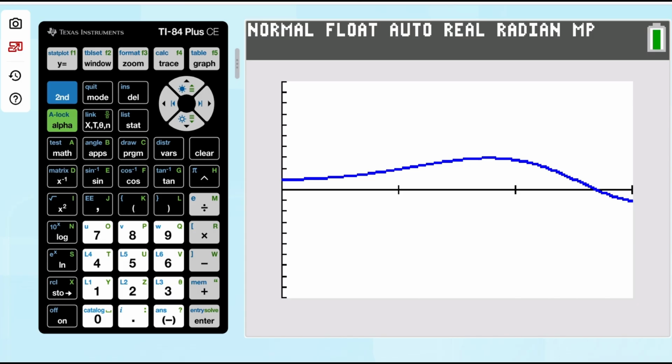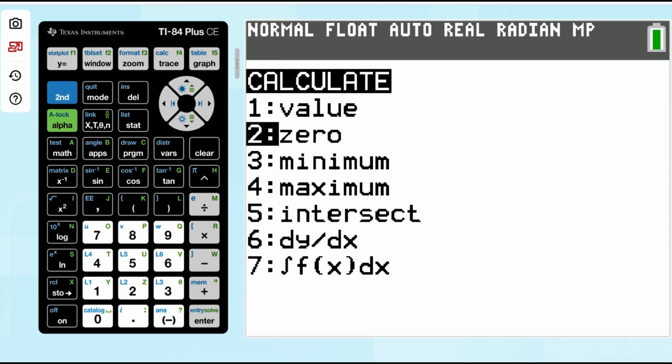And so we can see that the velocity is positive for most of this interval, but it does cross through somewhere between 2 and 3 and become negative. So we need to find that. We're going to hit second and then trace. Option number 2 is 0. We're going to hit that.